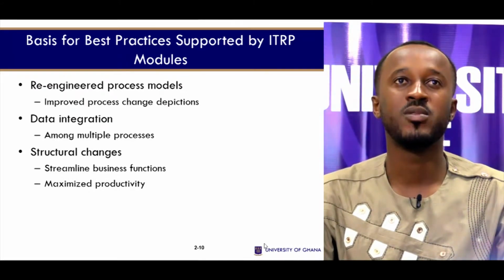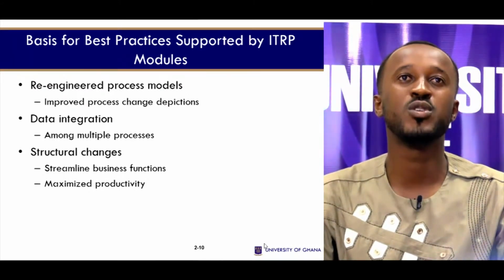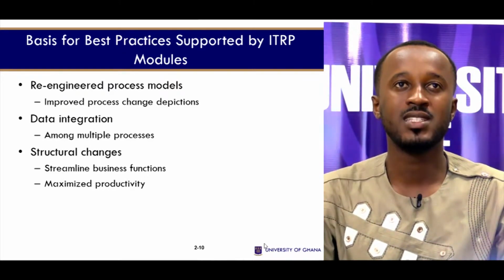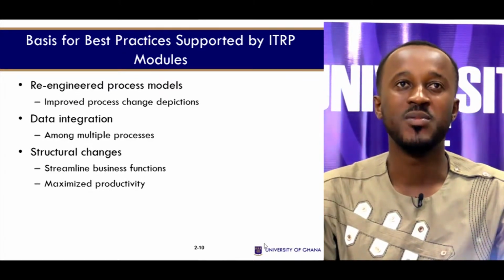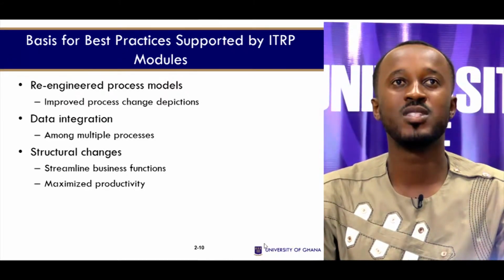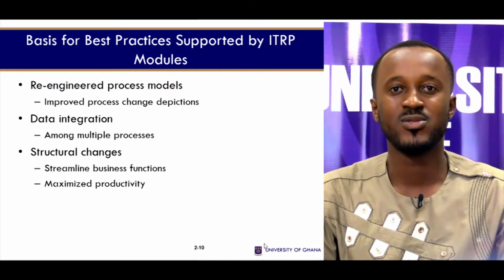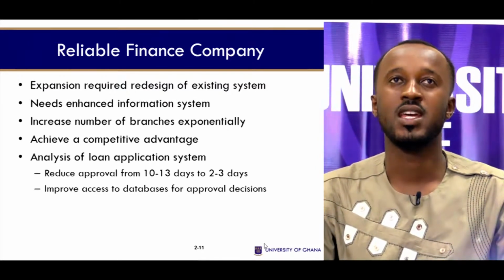When process models are re-engineered, it helps to improve the process changes. Then when data integration is implemented among the multi-processes, it allows for reduction of redundant data. So we'll have another example.